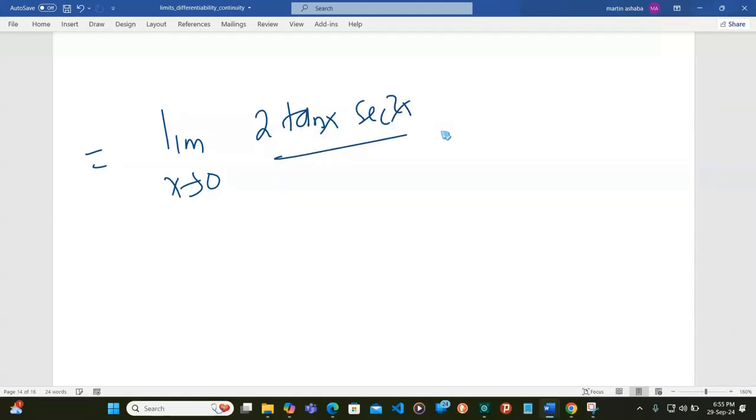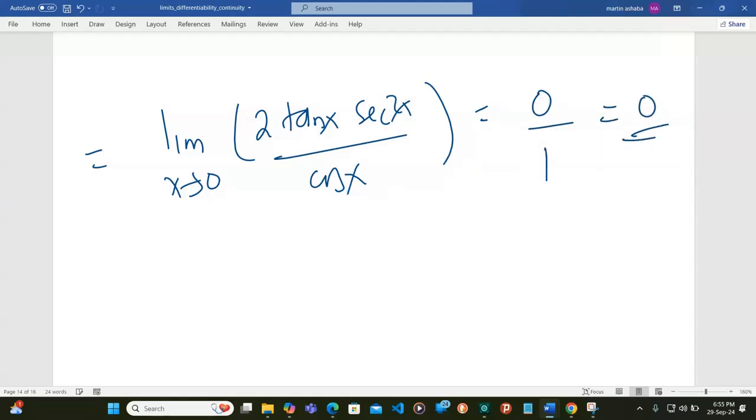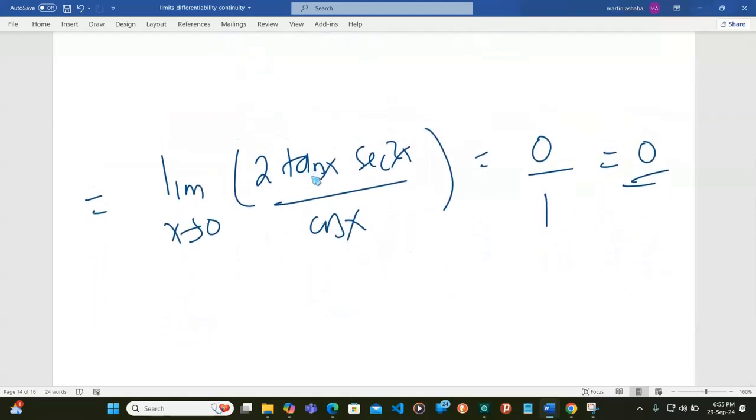So this will be the same as the limit as x tends to 0 of 2 tan x sec squared x out of sine x. Take the limit, put in zeros, so this becomes 0 out of 1. So this is 0. This becomes tan of 0, which is 0, times 2, times sec squared, so the whole thing will go. Then divided by cos 0, which is equal to 1. And that's all.